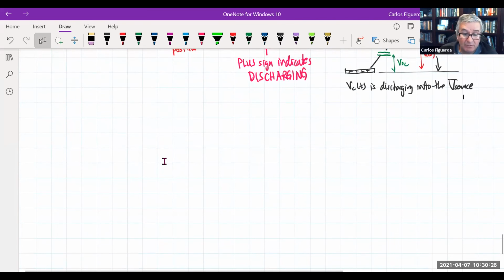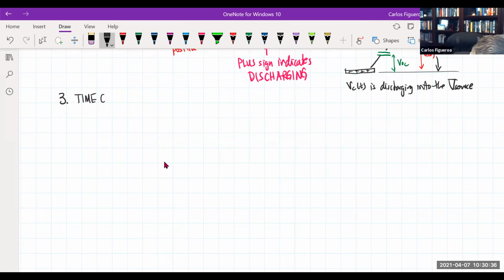Okay, so let's go to the third thing. The third thing that I want to analyze here, which is super, super important, is the time constant, which is defined as RC, which is, of course, tau.